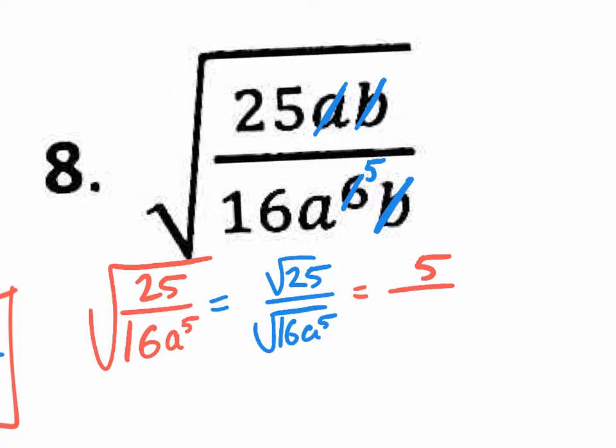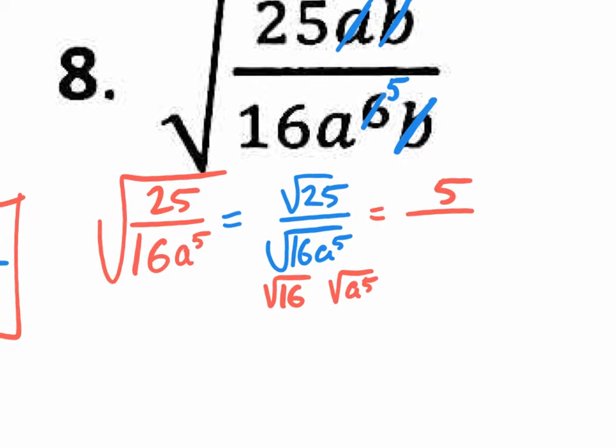And on the bottom, when I do the square root of 16 and the square root of a to the 5th, well, I know that the square root of 16 is pretty easy. That's just the answer 4. But the square root of a to the 5th, square root means that you're kind of dividing this power by 2. So 5 is not divisible by 2. So you want to rewrite it with multiplication. And what do we rewrite it as?